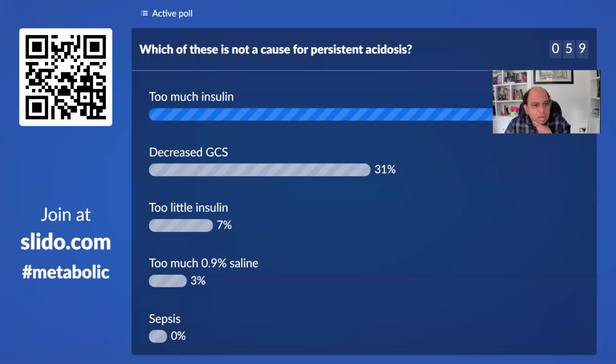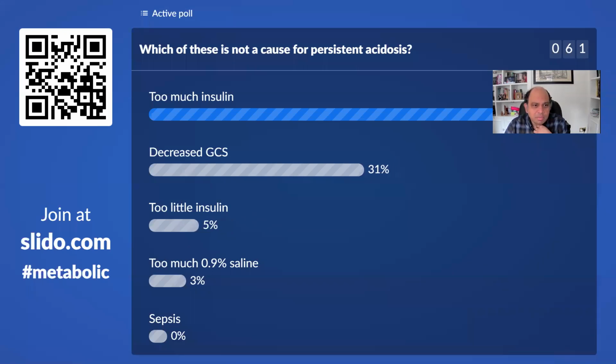Okay, so maybe if we just recap where we are with this: which of these is not a cause for persistent acidosis in DKA? I think the top contender here is too much insulin, and that's absolutely right. Too much insulin isn't necessarily going to cause persistent acidosis. So thinking about the other ones, decreased GCS. Decreased GCS can lead to persistent acidosis if this affects the CO2.